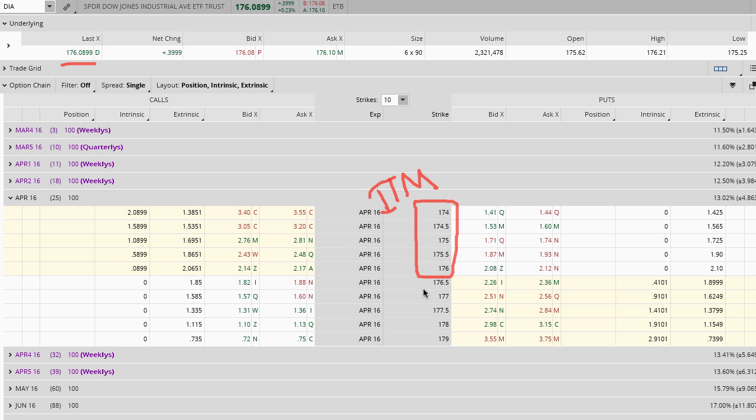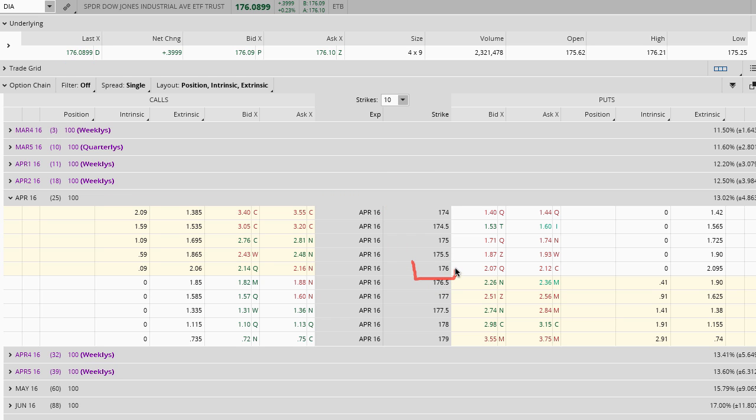You'll notice that the 176.5 call options are not shaded here, and that is because those options are just slightly out of the money. The at-the-money options in this case would be the 176s because they are the closest to where the stock is trading right now. So again, it will never be exactly perfect. You'll probably rarely see a stock trade right at a round number all the time, but it's always going to be the strike prices that are closest to where the stock is trading currently. So in our case, with DIA, it's the 176 calls and puts.